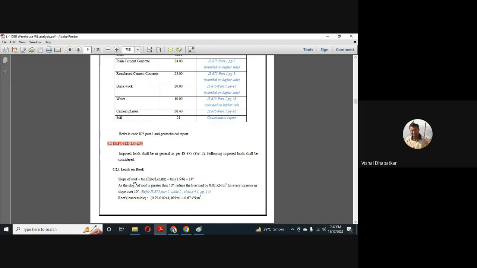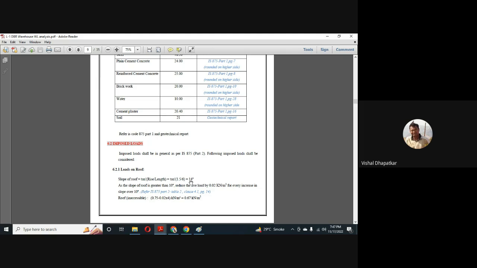Live load on the roof, as per our code, we have to calculate based on how much slope we have in our roof. If the slope is greater than 10 degrees, then we have to reduce the live load by 0.02 kilonewton per meter square for every increase in the slope over 10 degrees. If the roof is inaccessible, if we are not able to access that roof, then live load is 0.75 kilonewton per meter square.